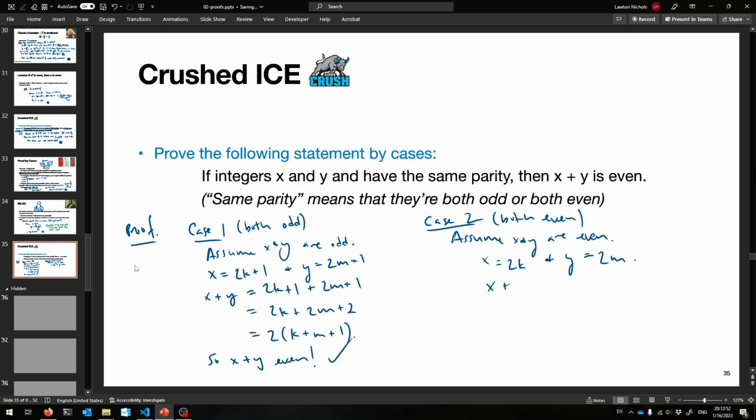If I sum them together now, x plus y is equal to 2k plus 2m. And what is that but 2 times an integer plus an integer? Okay? So again, I have x plus y is equal to 2 times an integer. And that just means x plus y is even. That's the definition of evenness. So x plus y in this case as well is even. So that means no matter what, if x and y have the same parity, either they were both odd or they were both even, their sum ends up being even. And so that, with both cases together, proves my final theorem, QED.